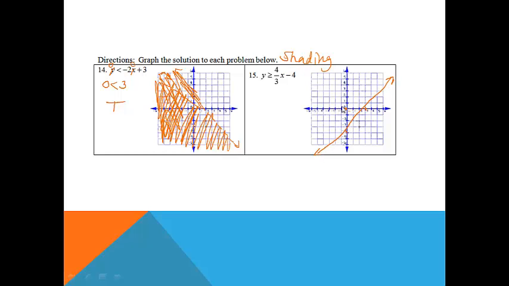Okay, we're going to test the point 0, 0, which put 0 in for the y and the x. So I'm going to get 0 is greater than or equal to 4/3 times 0 is 0. 0 minus 4 is negative 4. Then I have to ask myself the question, is 0 bigger than negative 4? Is the mouth eating the bigger number? Once again, yes, it certainly is. So we get to shade the side of the line that has the 0, 0 on it. And again, what that means is that all the points over on this side work in that inequality.